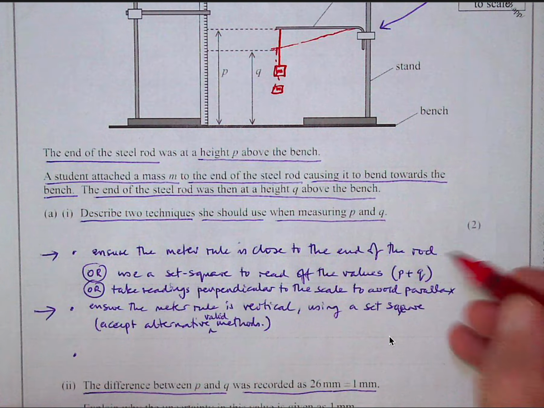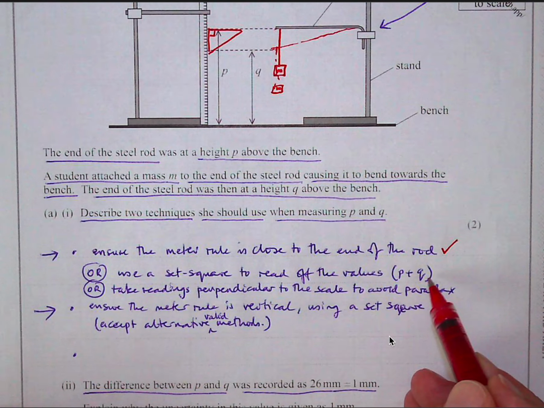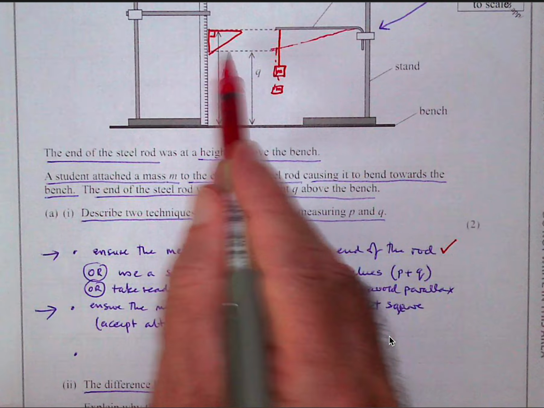Or you could say use a set square to ensure, so you put your set square there, you could make sure that you're reading it straight against the ruler. But again, you do want them to be quite close, so that's just common sense. Use a set square to read off the values at P and Q. So you move the set square down for P and Q to make sure you don't have any parallax errors when you're reading it. So any of these statements, the or statements, will get you the first mark.